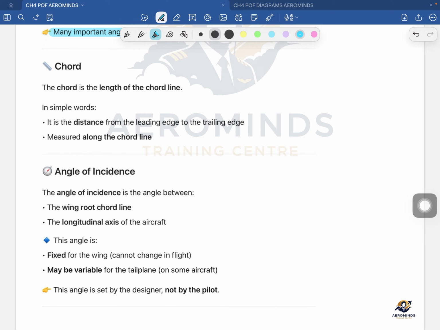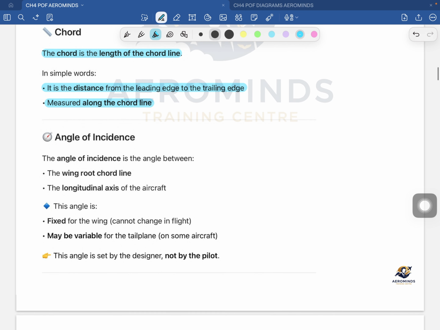So what is chord? The chord is the length of the chord line. In simple words, it is the distance from the leading edge to the trailing edge. If you are measuring it, it is measured along the chord line from the leading edge to the trailing edge. That is it. Got it? So now we move to the angle of incidence.